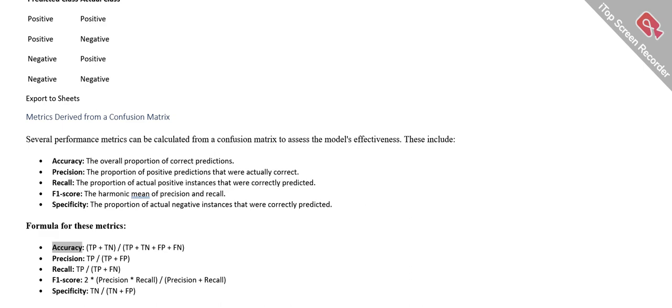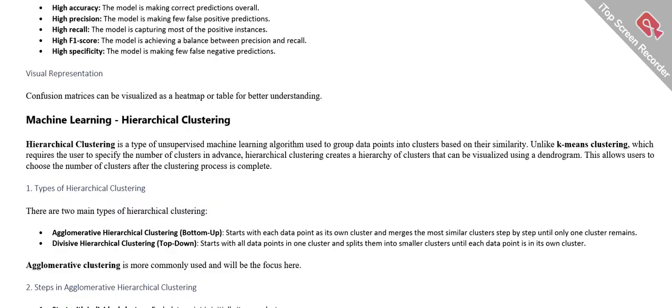Formula for these metrics. Accuracy: (TP + TN) / (TP + TN + FP + FN). Precision: TP / (TP + FP). Recall: TP / (TP + FN). F1 score: 2 * precision * recall / (precision + recall). Specificity: TN / (TN + FP).